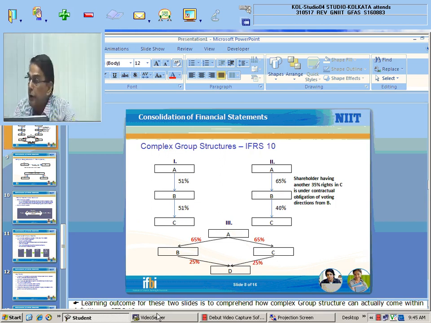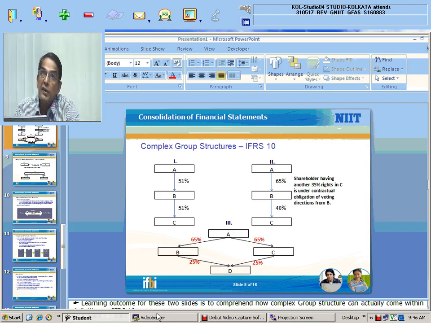A is a company which owns 51% of the shares of B. And B owns 51% of the shares of C. The effective interest of A in C is 25%. 51% of 51%. What is the effective interest of A in C? Because A owns 51% of the shares of B, and B in turn owns 51% of the shares of C, the effective interest of A in C comes to 51% times 51%, which is nearly 25%.